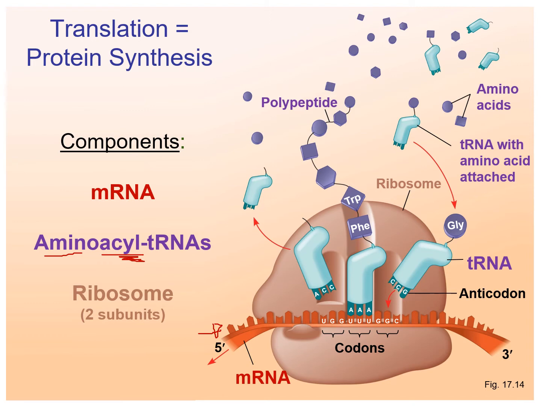Third thing is the ribosome. Yay, ribosome. Notice the ribosome has two subunits. It has a large subunit here and a small subunit here. So let's talk about these things.